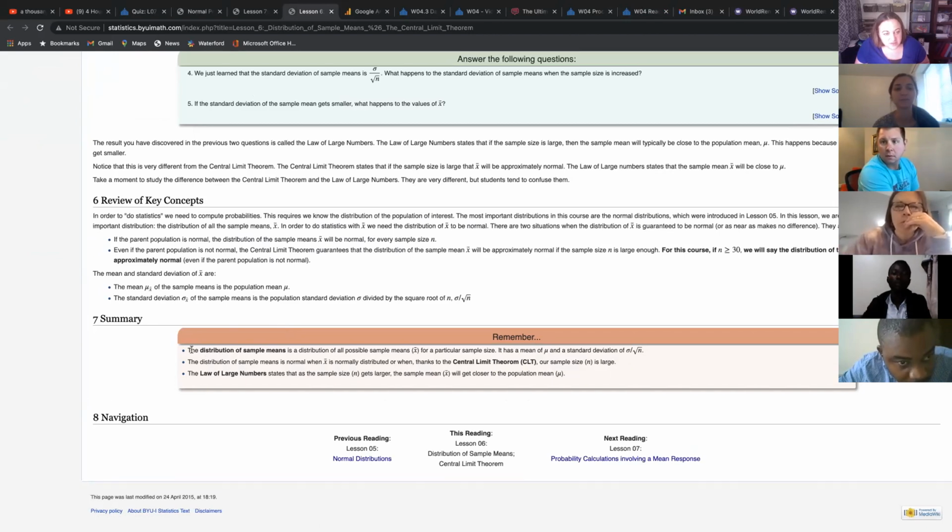Distribution of the sample means is a distribution of all possible sample means. So actually, go right above that, where it says the mean and standard deviation of X bar. So the mean of the sample means is the population mean. You see that part? Right here.